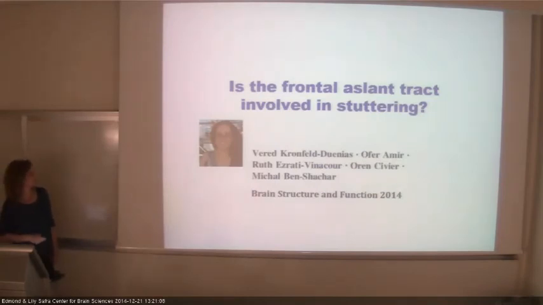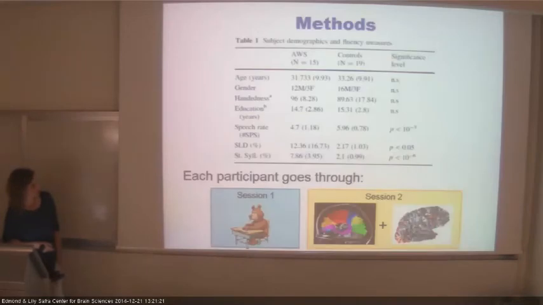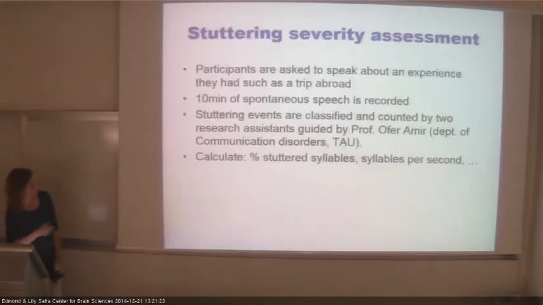Vered, who's sitting somewhere here, wanted to test whether, if this is the prediction, we can show differences between adults who stutter and controls in that specific tract. And very briefly, I'm going to glance through a lot of the methods of how we did that because it's late.